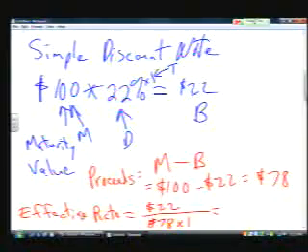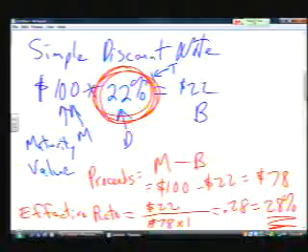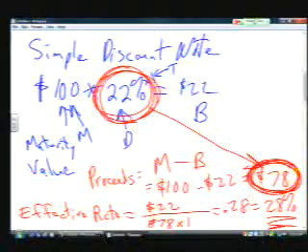It's 0.28. So the effective interest rate is 28%. So this 22 up here, 22%, since it's a discount rate, you're actually being charged 22% on the $78 because that's what you're walking out the door with.